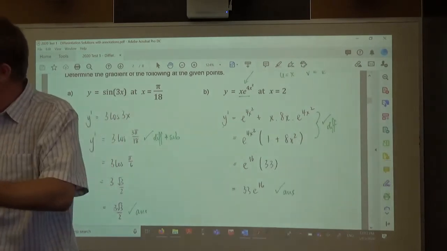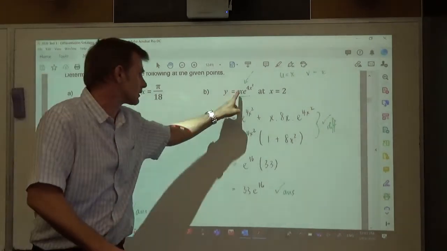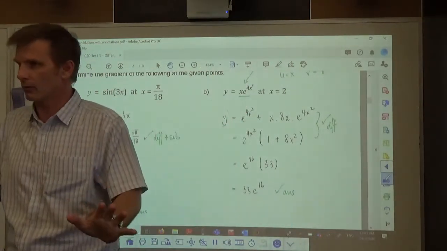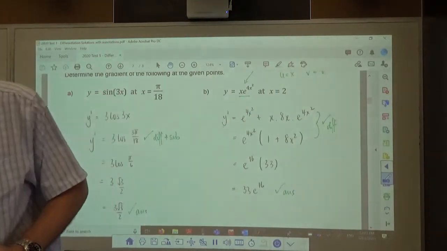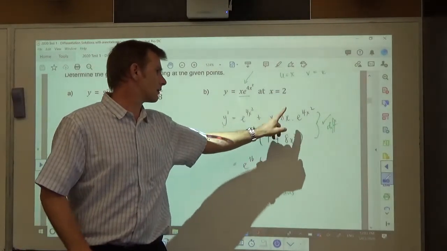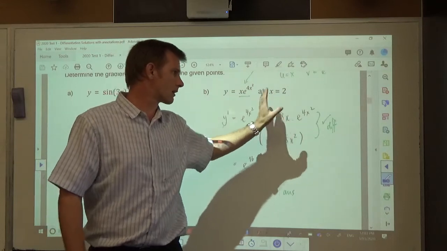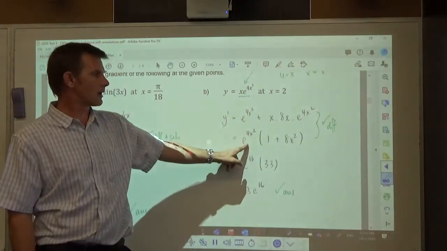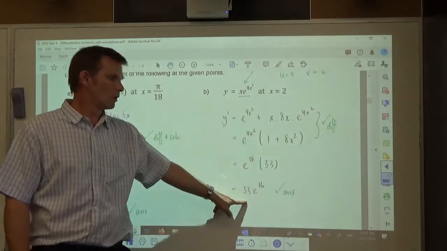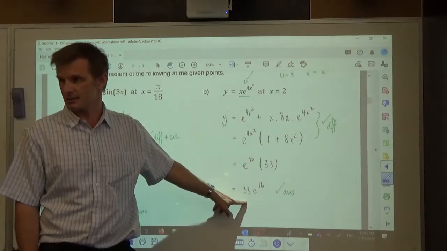Read it 3 times. Say, hang on, where are the functions? There's a function, and there's a function. I must use product rule. So I'm glad that it's in here. Derivative of the first times the second, plus the first times the derivative of the second, fine. You can tidy up if you want to, you didn't have to. Substitute x equals 2, we come down with 33e to the 16th.